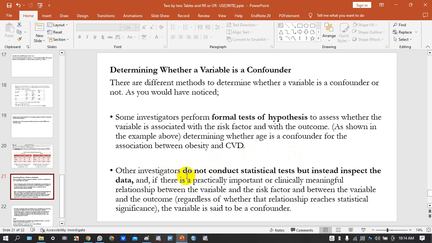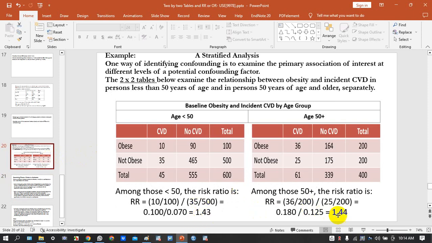Other investigators do not conduct statistical tests, but instead inspect the data. So some don't even worry themselves to conduct the tests we have conducted, but they just inspect the data, and if there is a practical, important, or clinically meaningful relationship between the variable and the risk factor, and between the variable and the outcome, regardless of whether that relationship reaches statistical significance or not, the variable is said to be a confounder. So over here, we realize that with the relative risks of 1.43 and 1.44, when you do the adjustment, you realize that it's a confounder.